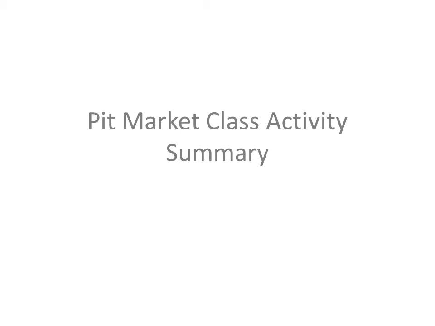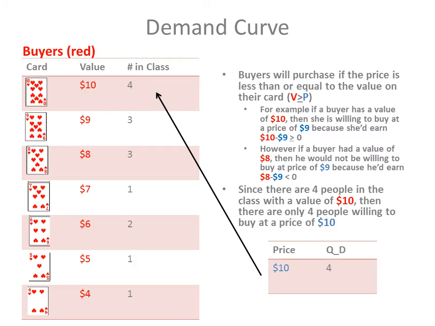This is a summary of the pit market class activity that we did in our Intermediate Microeconomics Class. In our class, we had buyers and sellers. I'm going to start with the buyers. The buyers had red cards. As you can see here, they had cards that went from 4 to 10.